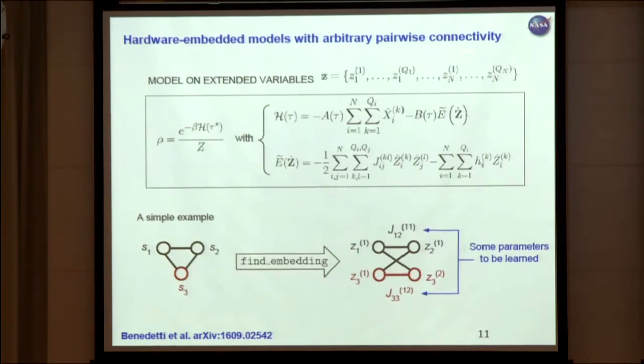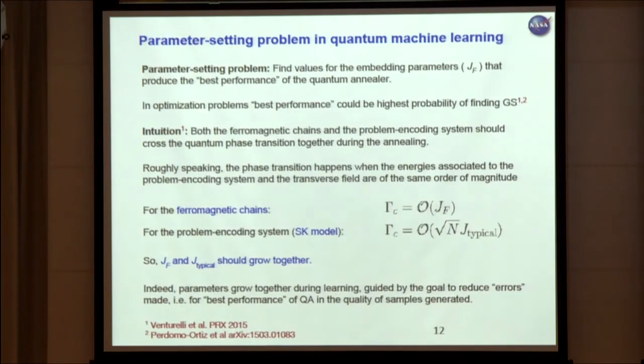So now you are in this extended, larger data set, a data set with larger resolution, and we work with the assumption that it gives a Boltzmann distribution. We have to do this embedding. Even for this triangle, if we want to embed it in the chimera graph of the D-Wave machine, we have to do something like this, and we need this additional parameter. One of the problems in optimization is how to set the value of this additional parameter such that you have optimal performance. So this is the parameter setting problem. In optimization, best performance could be the highest probability of finding the ground state.